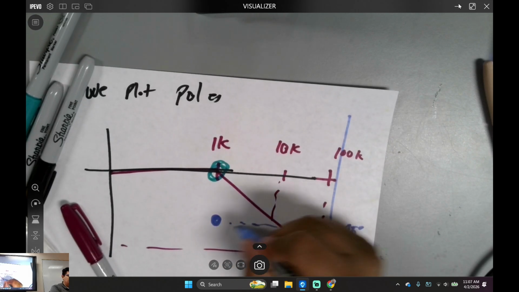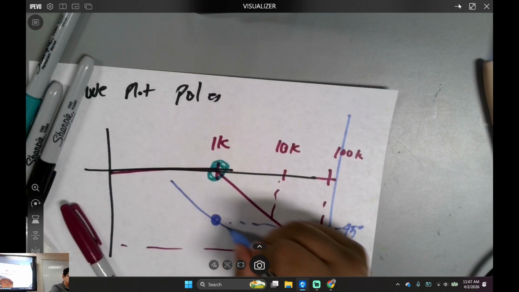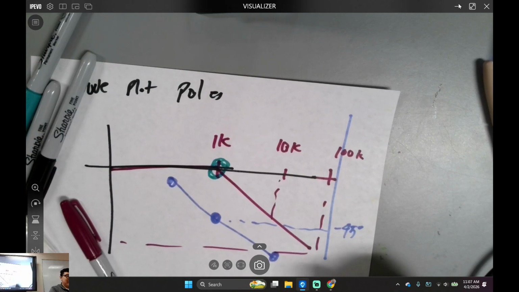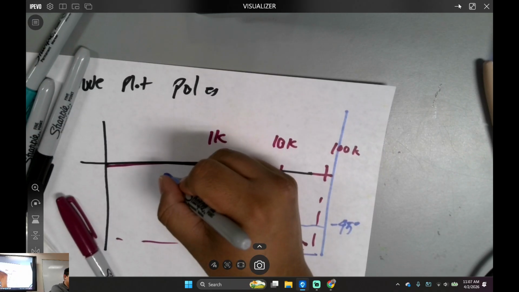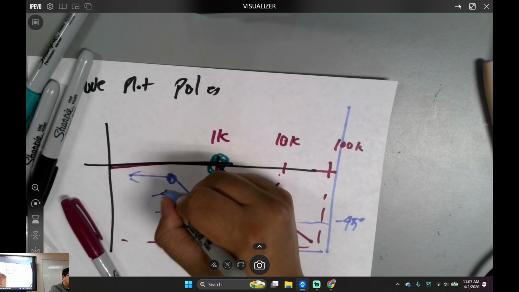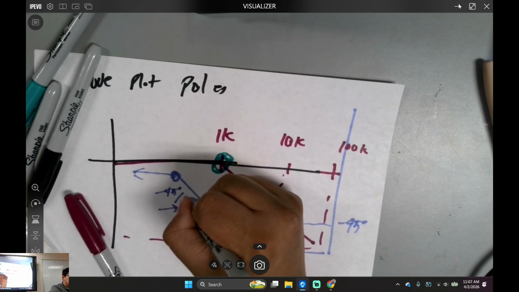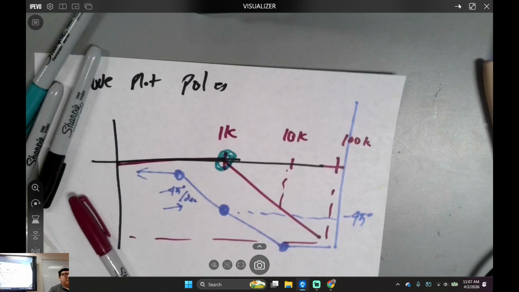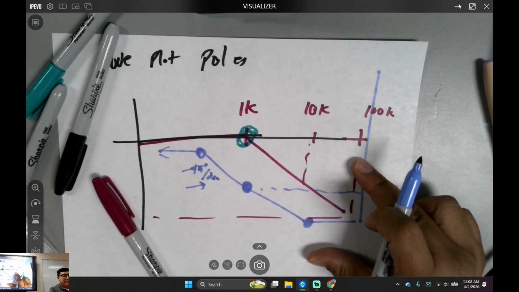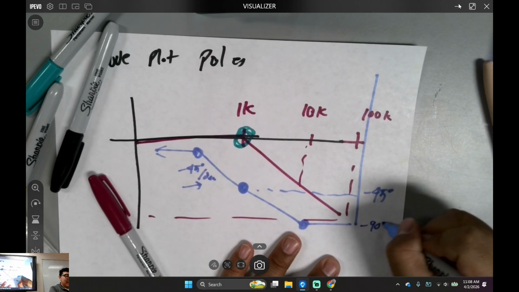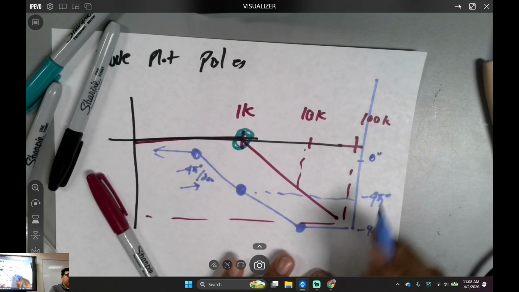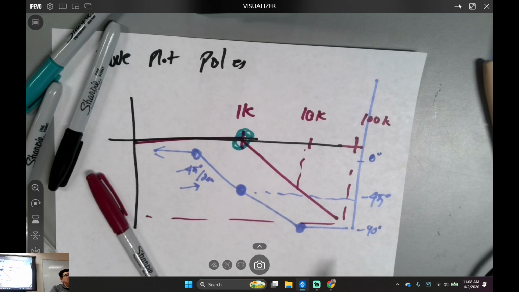And I'm going to draw a straight line. And then this slope right here is minus 45 degrees per decade. Everyone understanding how to do a Bode plot now? This is for every pole. So this right here is going to be 90 degrees, and this right here is going to be 0 degrees. Everyone understand what's going on?